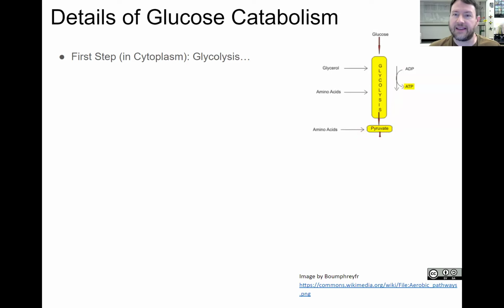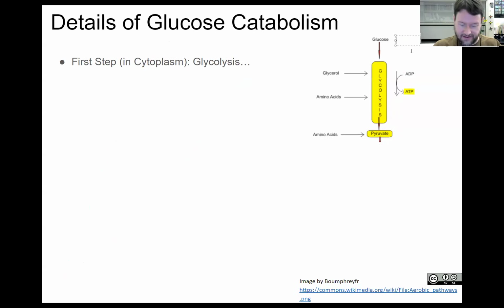So glucose is a 6-carbon molecule, and maybe I'll put some notes on here. Let's try this. 6 carbons. And pyruvate, well, actually, this process forms 2 pyruvates, and each of those has 3 carbons. Just doing some quick carbon accounting here.